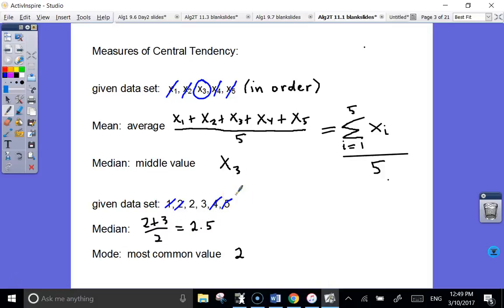And then what do we mean by the mode? Yeah, it's the number that occurs the most. So in this problem, what number occurs the most? 2. So the mode is 2. Now, what if my data set was like this? 1, 2, 2, 3, 4, 4, 5. Now what's the mode? Yeah, you would say that the mode equals 2 and 4.